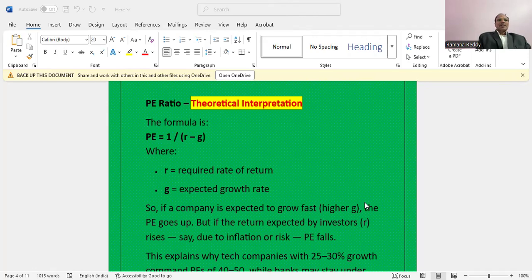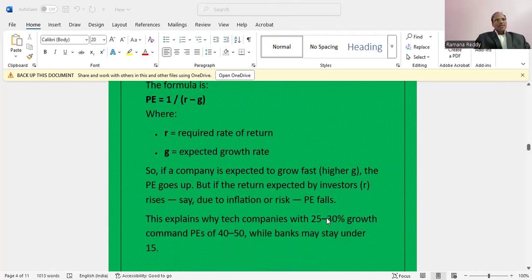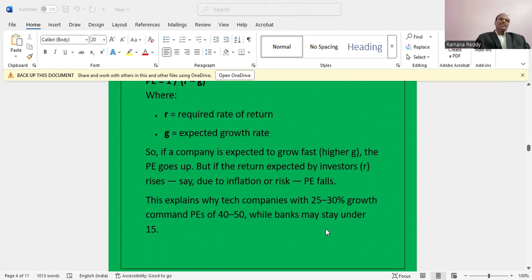But if the return expected by the investor, R, rises, say due to inflation or risk, PE falls. This explains why tech companies with 25 to 30% growth have PEs of 40 to 50, while banks may stay under 15.